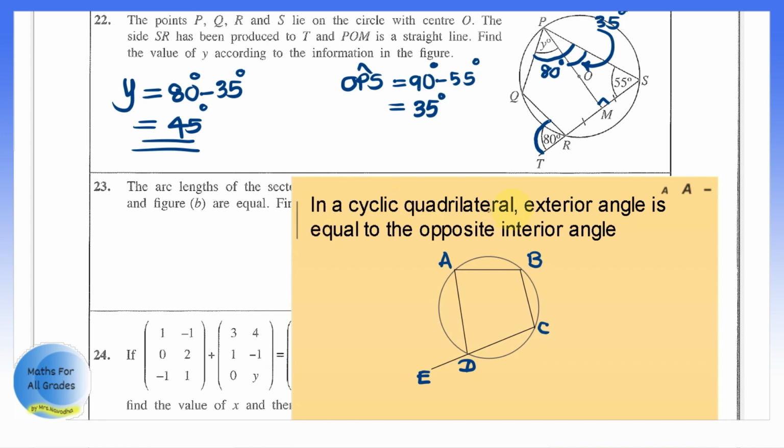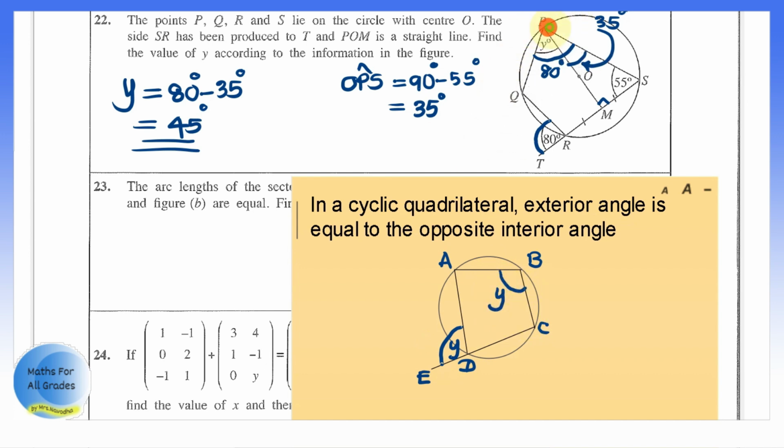Look at this theorem. In a cyclic quadrilateral, the exterior angle is equal to the opposite interior angle. Now ABCD is a cyclic quadrilateral, and you can see CD produced to E. So this is the exterior angle. Let's say it's Y. According to the theorem, this exterior angle equals the opposite interior angle. So this angle is also Y.